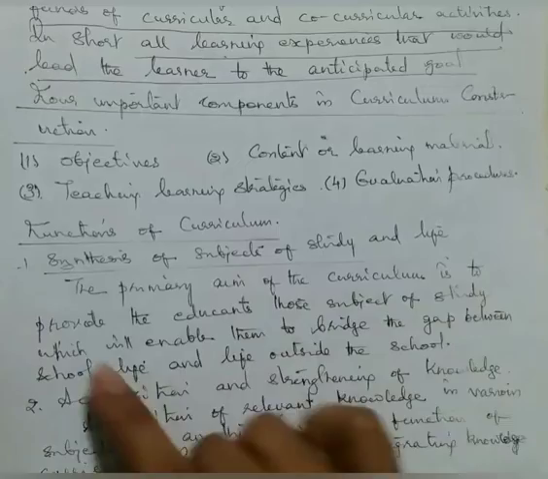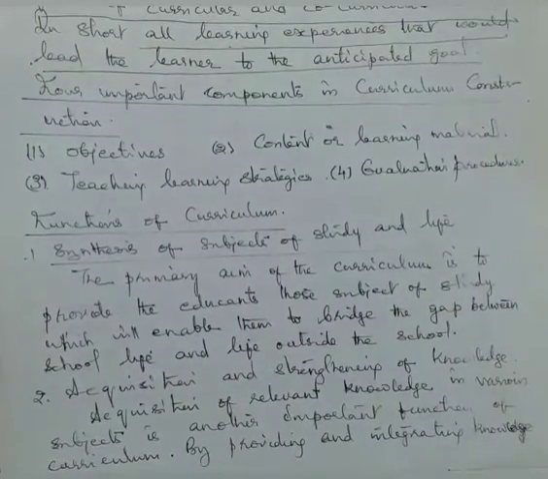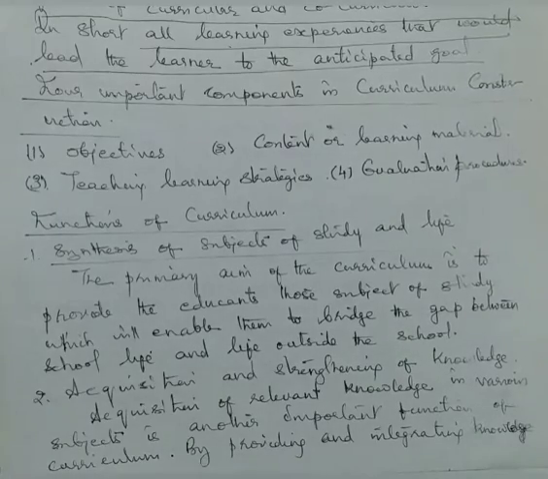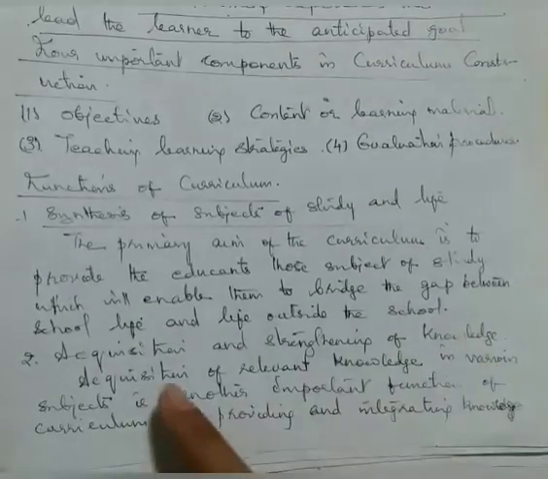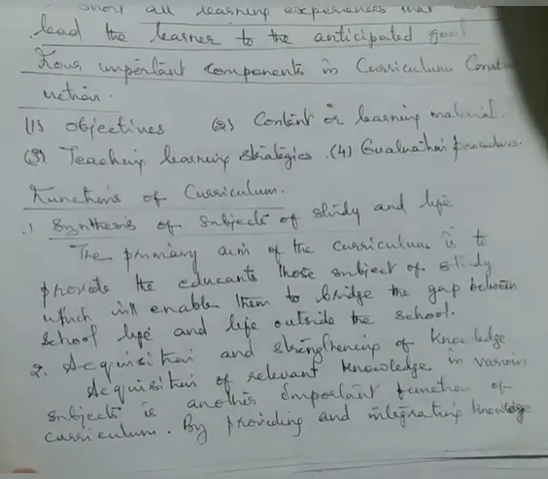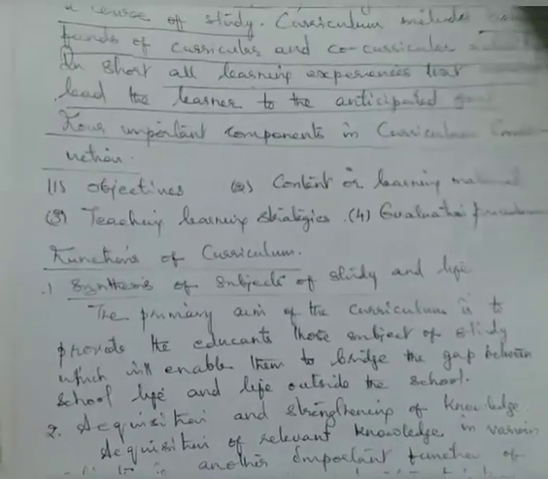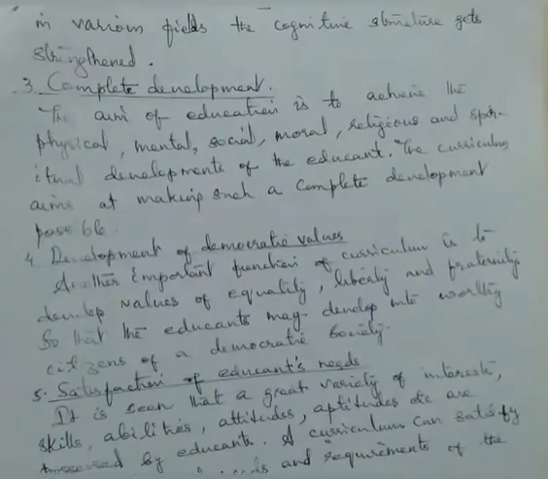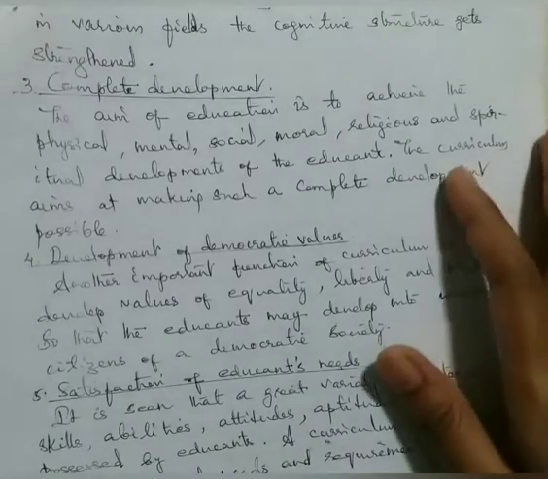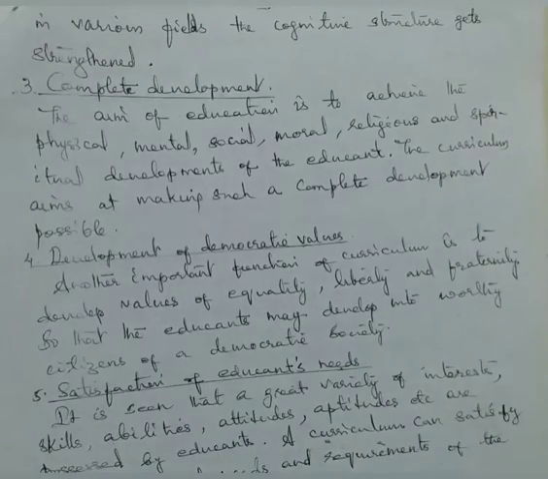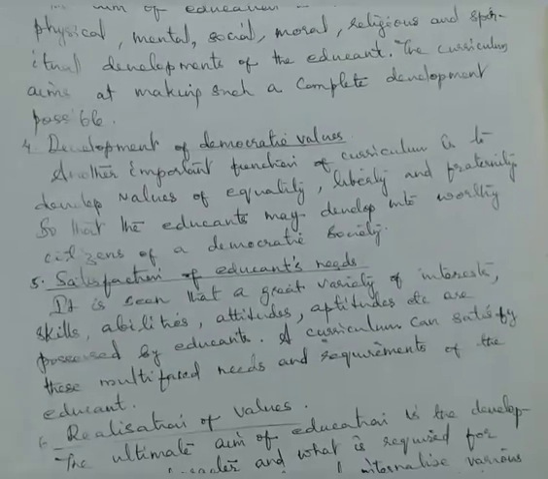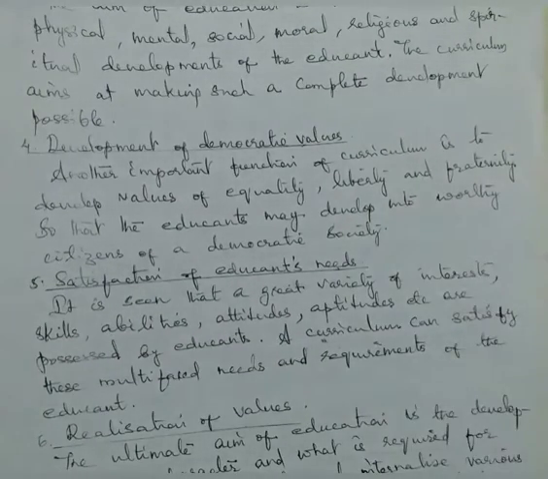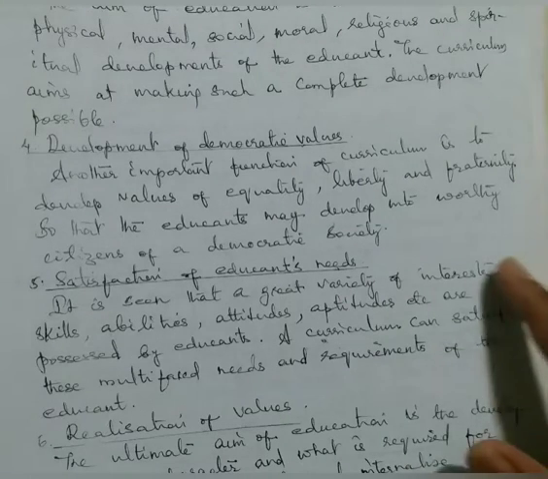The functions of curriculum: first is synthesis of subjects of study and life. The primary aim of curriculum is to provide the educands those subjects of study which will enable them to bridge the gap between school life and life outside the school. Second is acquisition and strengthening of knowledge, a very important function of curriculum. Third is complete development, the overall development of the student: physical, mental, social, moral, religious, spiritual. And fourth is the development of democratic values, to develop the values of equality, liberty, and fraternity.